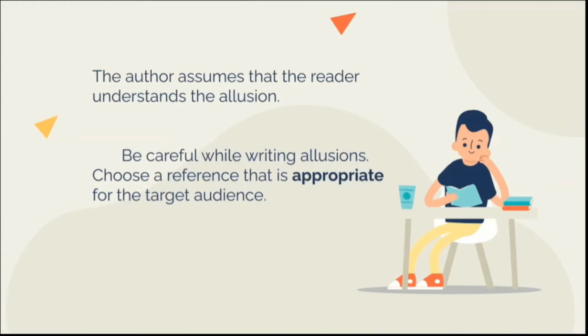Be careful while writing allusions. Choose a reference that is appropriate for the target audience. So, because you're not explaining the allusion afterwards, you have to pick a reference that's appropriate for your target audience. So for example, if you're writing a children's book, you shouldn't pick a reference from something like The Hobbit, because there's a very slim chance that the child will understand.